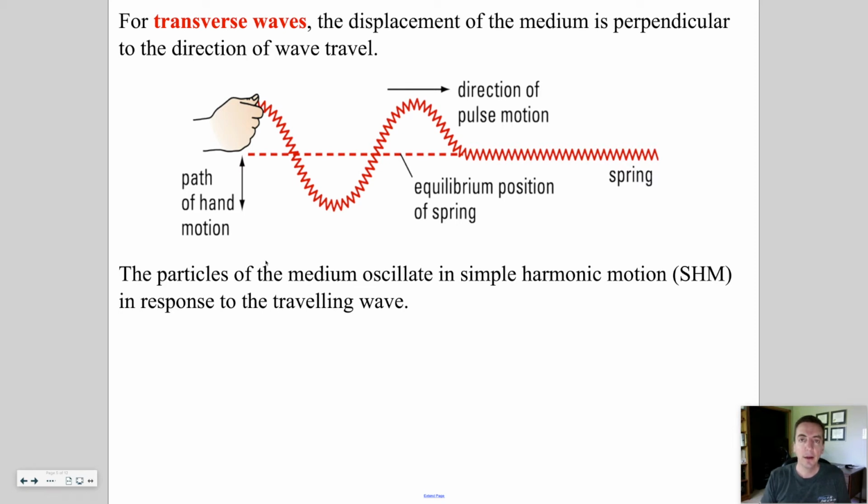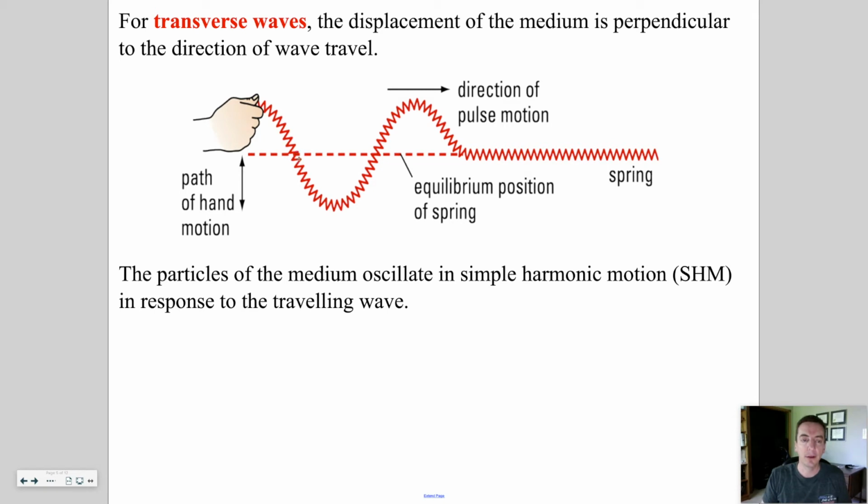He's moving his hand in this picture up and down, and the wave is traveling across the screen to the right. So those two directions, vertical, the guy moving his hand up and down, and horizontal, are perpendicular to each other. So the spring is not actually physically moving to the right. The tines or the coils of the spring are moving up and down.